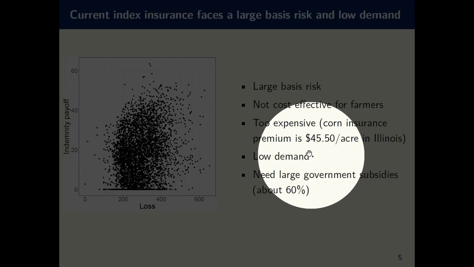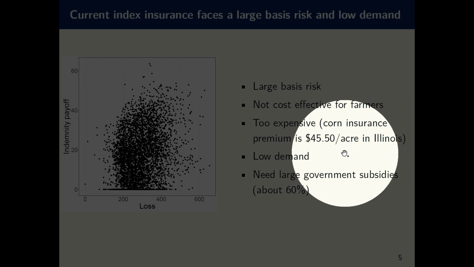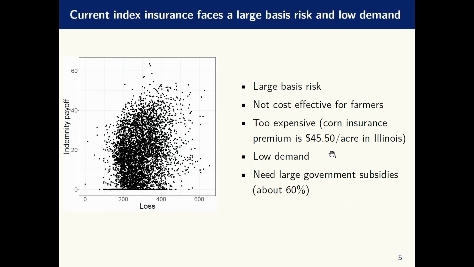And the second thing is, if you look at the data, you're going to see this contract is too expensive. Like in Illinois, the corn insurance price is $45.5 per acre. So it's too expensive for farmers, right? The average farmer in Illinois actually has about 1,200 acres of land. So obviously we see the demand for this index insurance is too low.